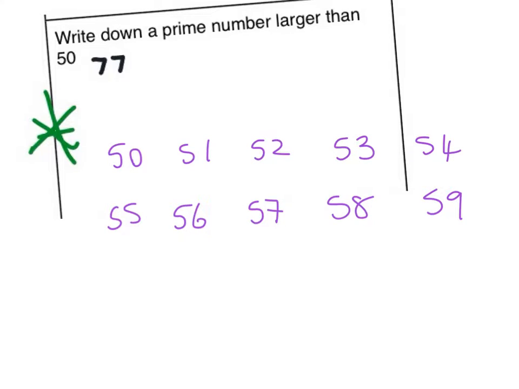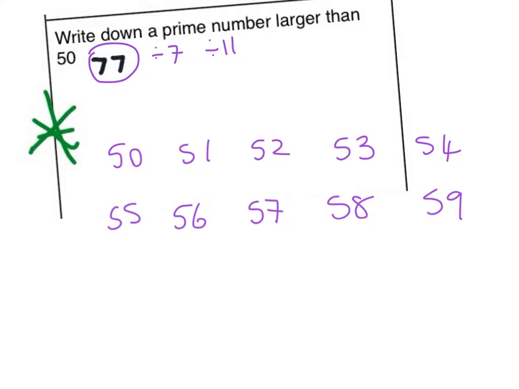Hi Lisa, 77 doesn't work because it's divisible by 7 and it's divisible by 11, so that can't be a prime number. So the way I do it is I've written out a few numbers that are bigger than 50, and what I'm going to do is eliminate the ones that obviously are not prime numbers.